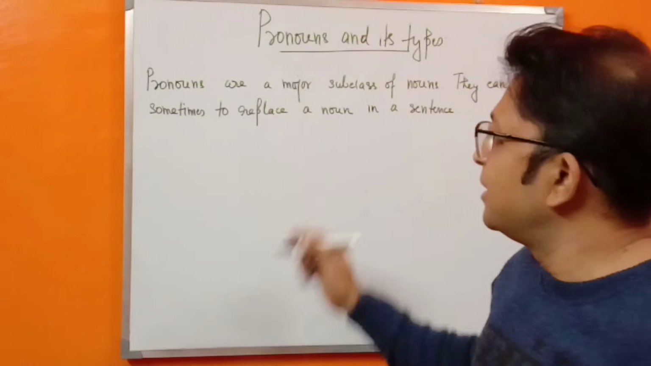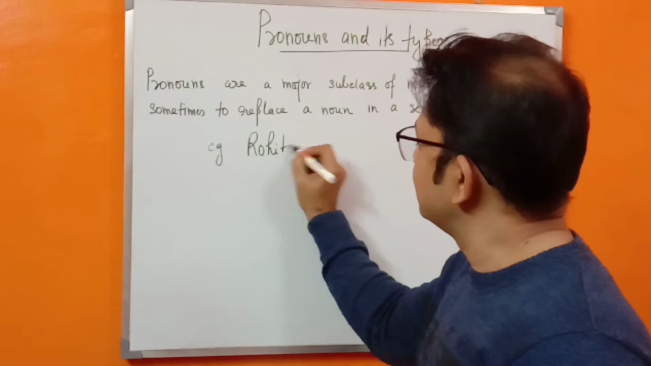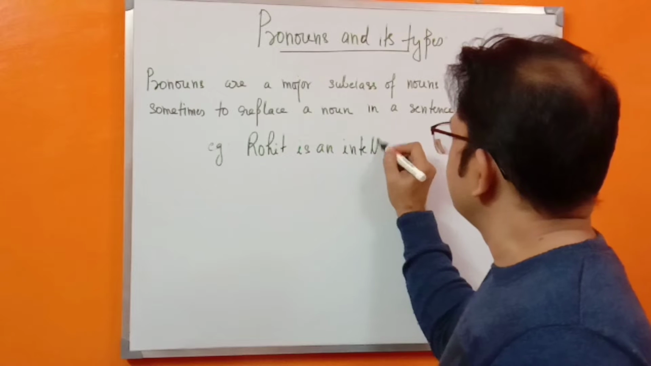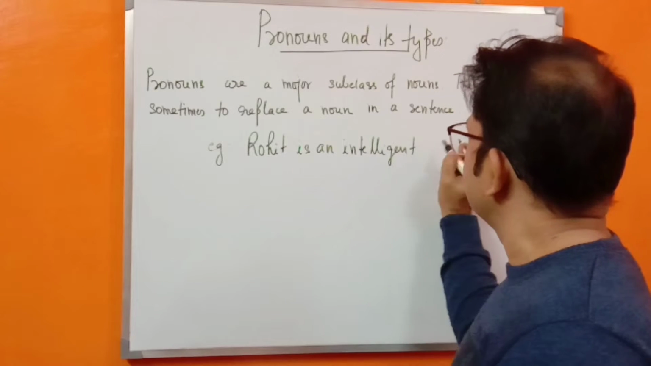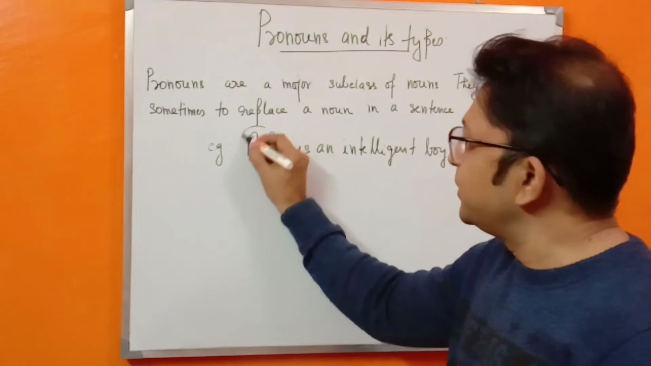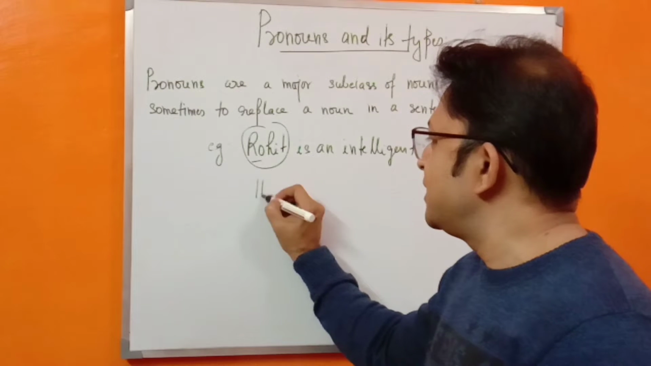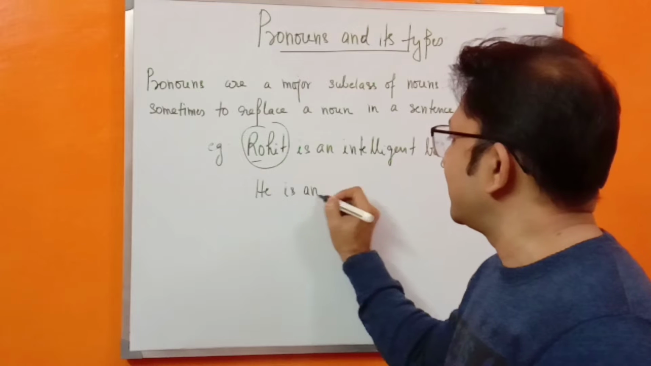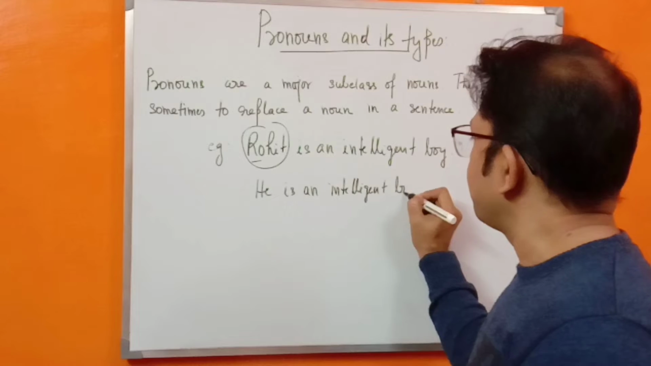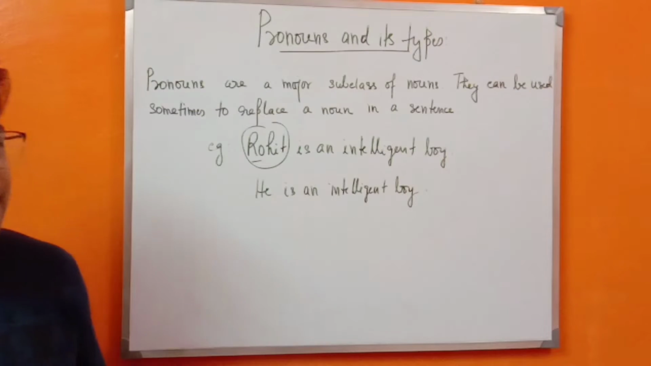Suppose, for example, Rohit is an intelligent boy. So therefore, we are not going to use this noun repeatedly. So we can rewrite it as: He is an intelligent boy. So this can be used in place of the noun. So these are the examples.